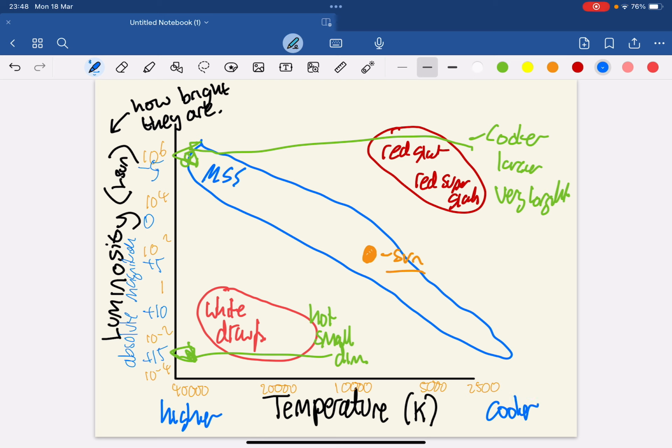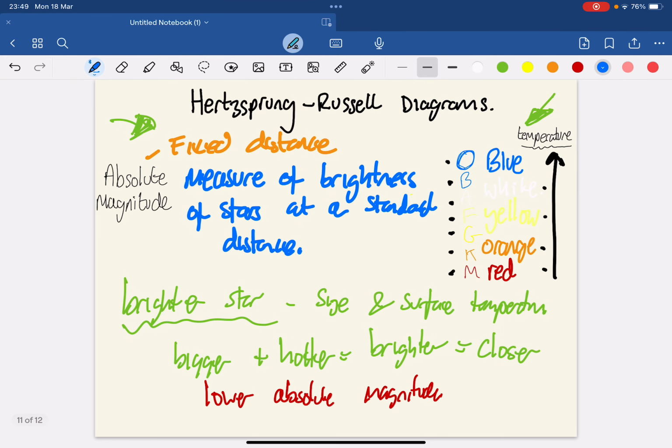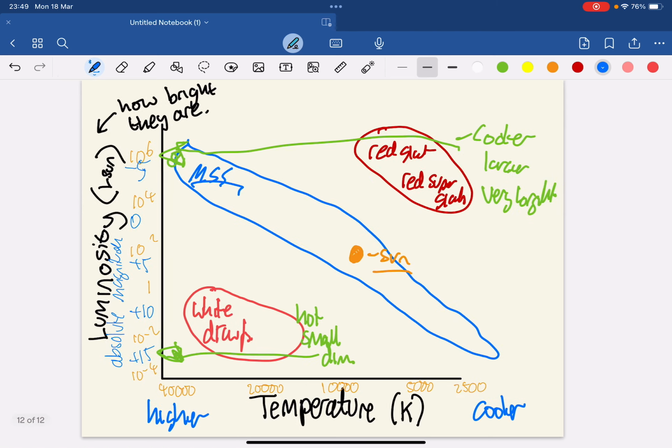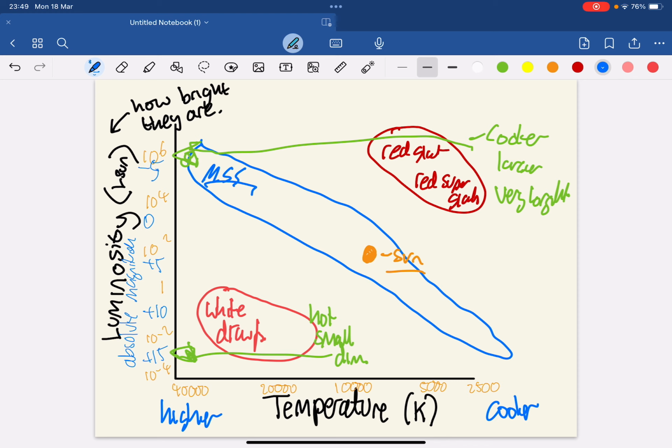So you're just going to have to be familiar with that and know where to put the white dwarfs, the main sequence stars, and the red giants and red supergiants. Right, I hope that helps explain the Hertzsprung Russell diagrams. So you've got to know the temperature of the stars, that blue has a higher temperature compared to the red and orange stars, the definition of absolute magnitude, and whereabouts stars might appear on the Hertzsprung Russell diagrams. Good luck.